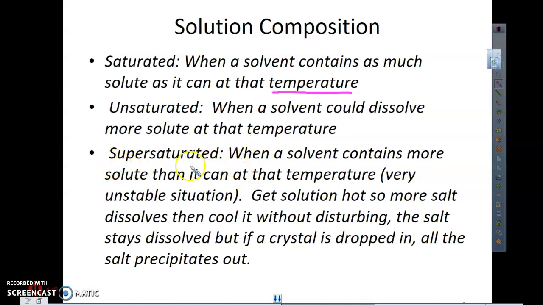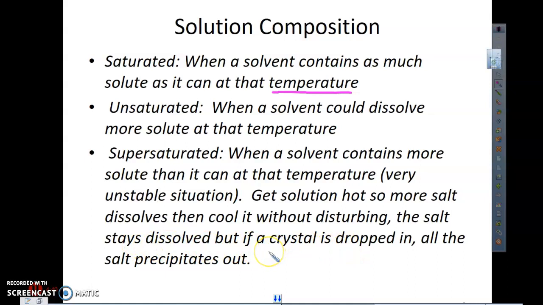Now, this is an interesting thing, and I'm going to upload a video too. It's called supersaturation, and it's when a solvent contains more solute than it can or should at that temperature. It's a very unstable solution. You're going to get your solution really hot, so more salt or whatever dissolves in it, and then you're going to cool it without disturbing. You're not going to put a top on it. You're not going to jiggle it. You're going to make sure that nothing can get in it. It's not jiggled.